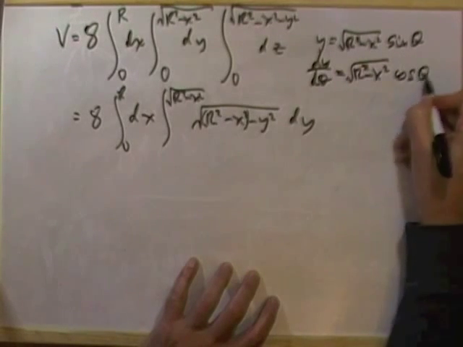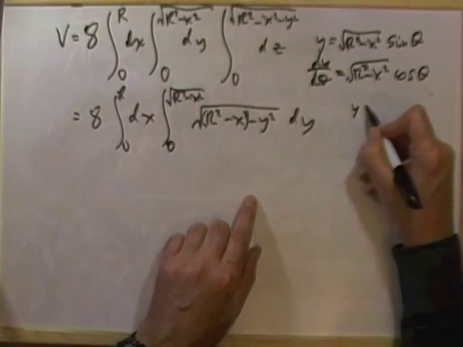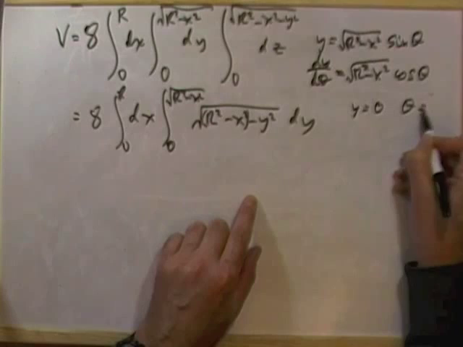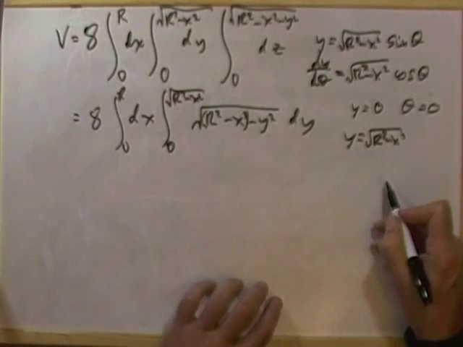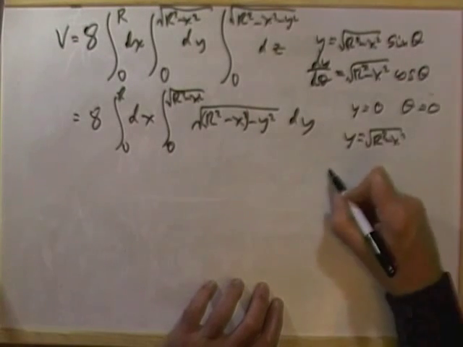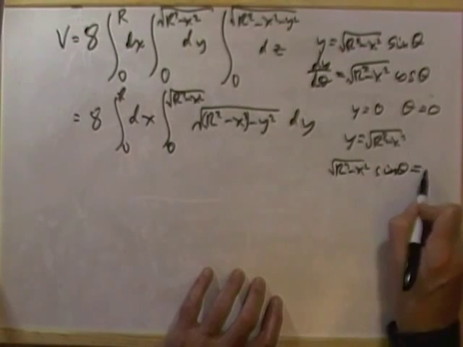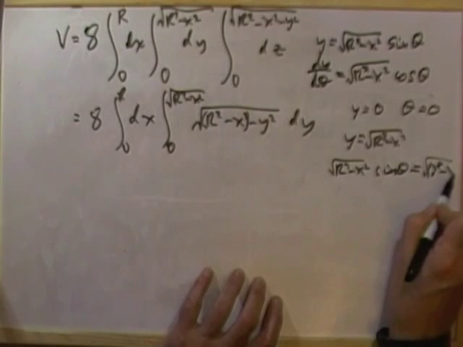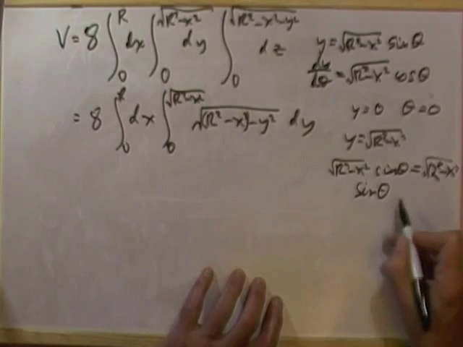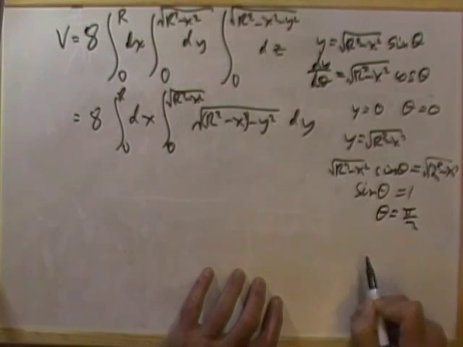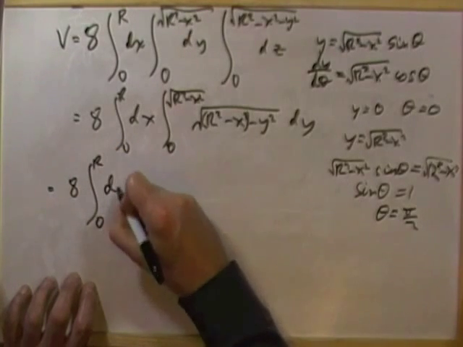Cos theta. Change the limits. If y equals 0, then theta just equals 0. And if y equals that, root r squared minus x squared, well, that means that root r squared minus x squared sine theta just equals root r squared minus x squared. So sine theta equals 1, so theta equals pi upon 2, which means I've got 8 times the integral from 0 to r dx.